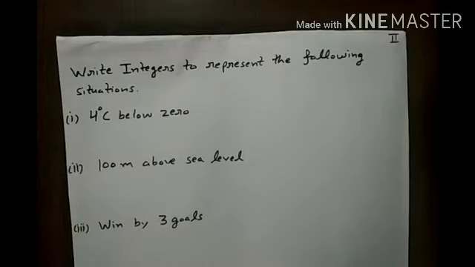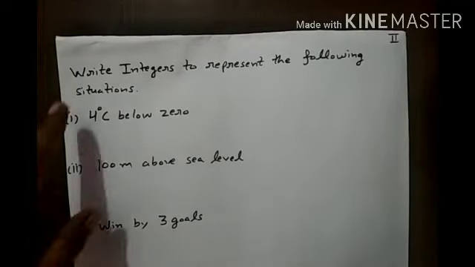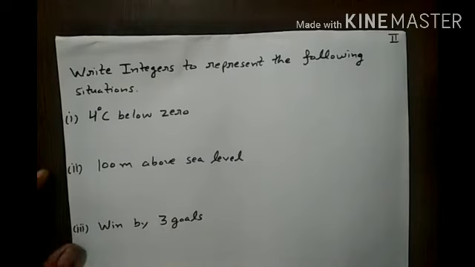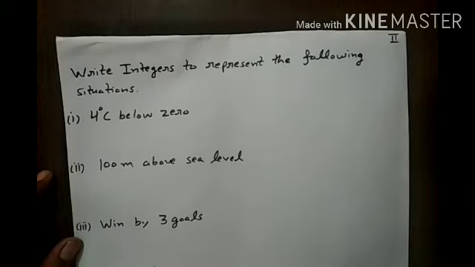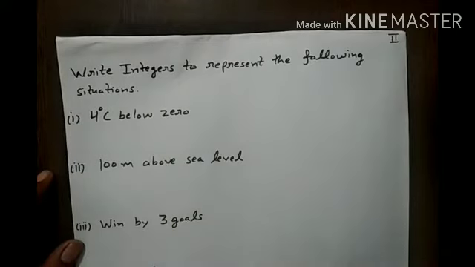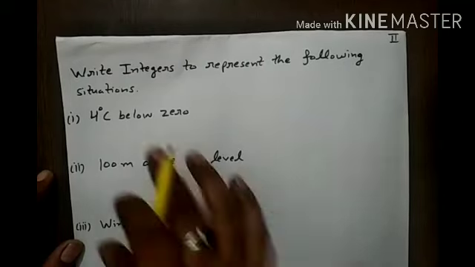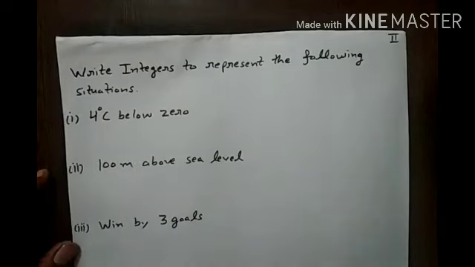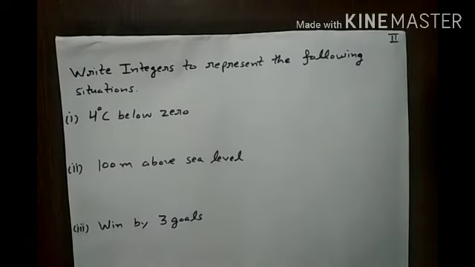In this question, we are to deal with 5 parts. The heading is: write integers to represent the following situations. We know integers involve positive and negative directions. So, as per the given statement, we will have to decide in which direction the question is indicating, and as per that situation I will select the integer. This is positive and it may be negative also.